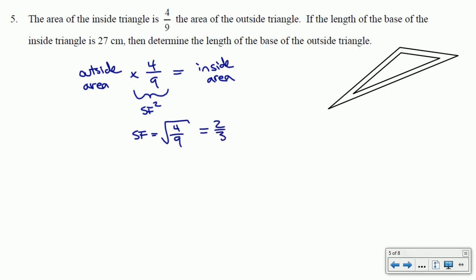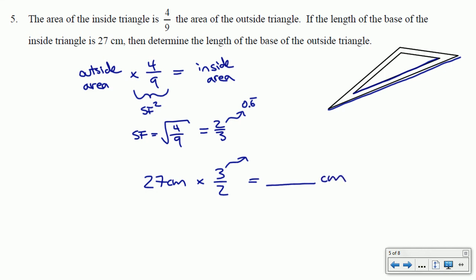So in order for us to get from a length on the outside to a length on the inside, we need to multiply by 2 over 3, which amounts to a reduction because 2 over 3 is 0.6 repeating, and that's between 0 and 1. So if we multiply by 0.6 to get from an outside length to an inside length, we need to divide by 0.6 to get from the inside to the outside. So if the base of the inside triangle is 27 centimeters, we need to multiply by 3 over 2. This scale factor would amount to an enlargement, which would be required to get to the outside triangle. So if we multiply 27 by 3 over 2, we get 40.5 centimeters.